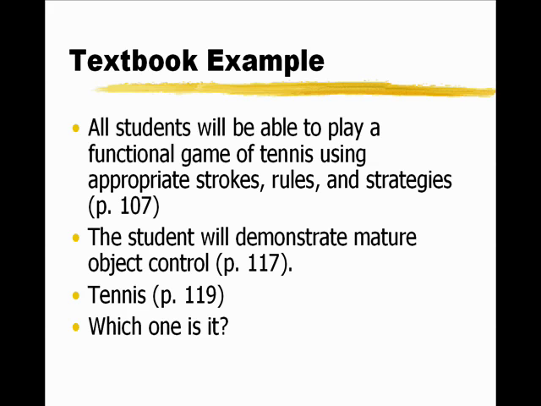But when you go over to chapter 6 on page 117, which is actually a table or figure, it says this for a program goal: the student will demonstrate mature object control. Okay, I guess that's sort of like the one above. It's not as specific, it's a more broad program goal description than the one with tennis. And then on page 119 in chapter 6, they tell us that tennis is a program goal. So which one is it? The answer is they're all correct.